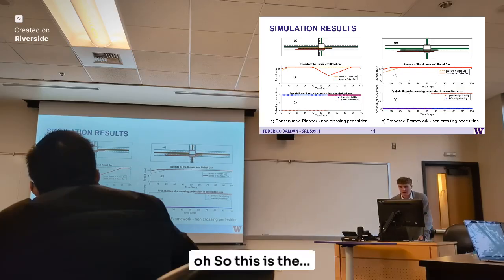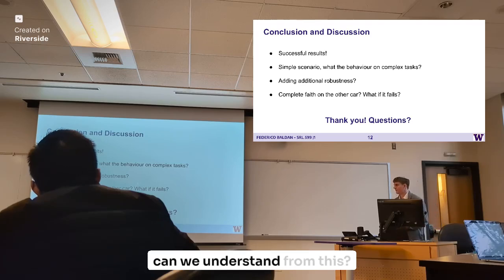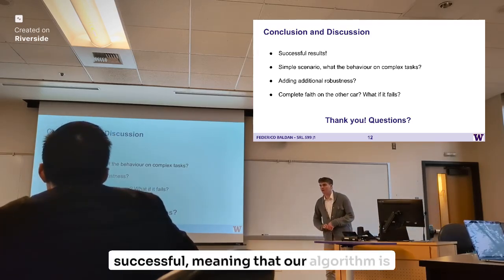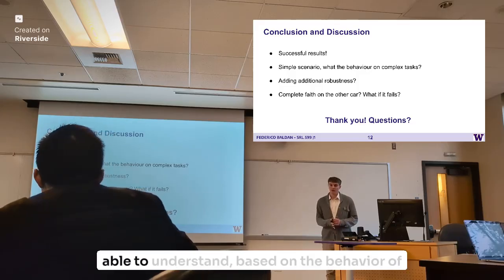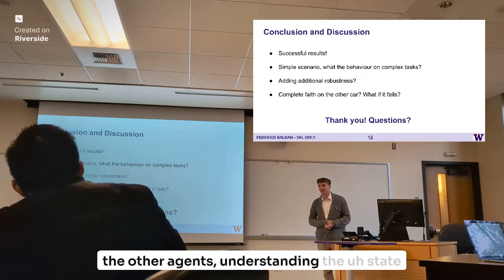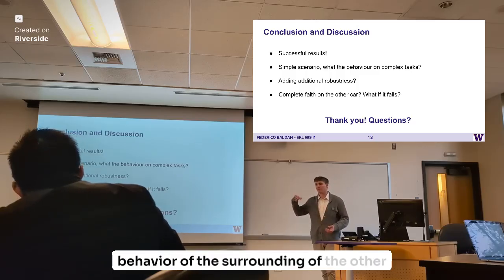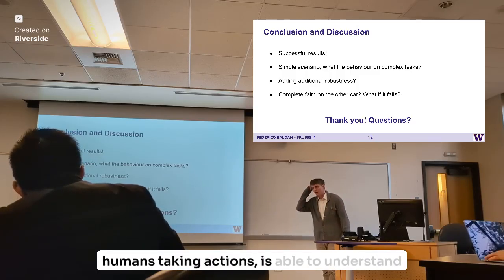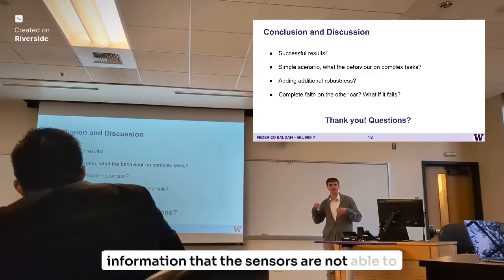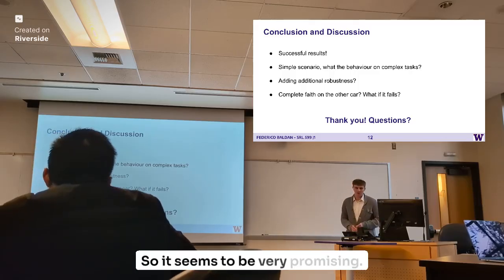So this is the proposed framework, and what can we understand from this? We can understand that the result seems to be successful, meaning that our algorithm is able to understand, based on the behavior of the other agents, the state behavior of the surroundings, of the other humans taking actions, information that the sensors are not able to capture. And so it seems to be very promising.